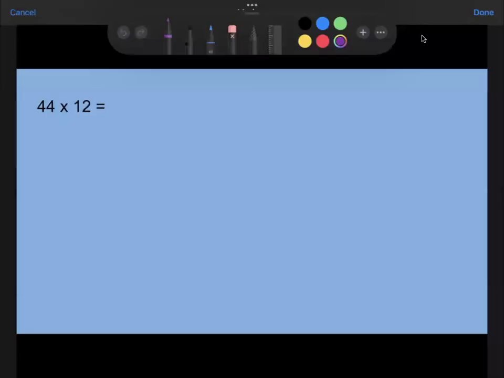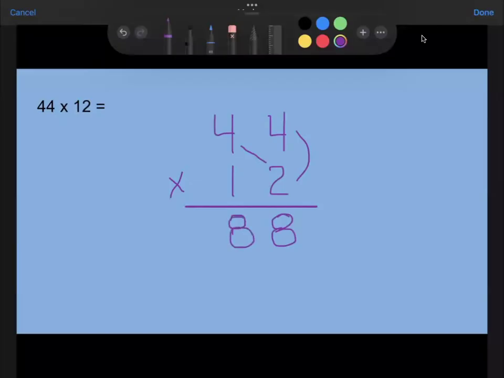Okay, here's our next one. We're going to take 44 and multiply it by 12. So for this one, I'm going to use the standard algorithm. That means I'm going to put 44 up here at the top and 12 down here right under it. First, I'm going to multiply these two numbers together, 4 times 2, which is 8. And then I'm going to multiply these numbers together, which is also 8, 4 times 2. So that is my first partial product.